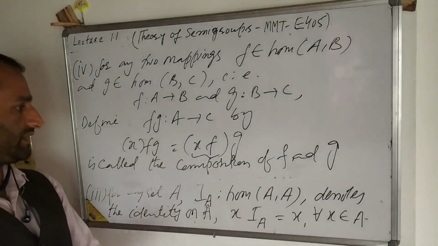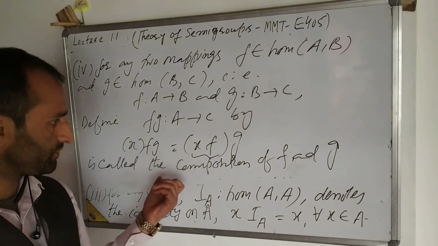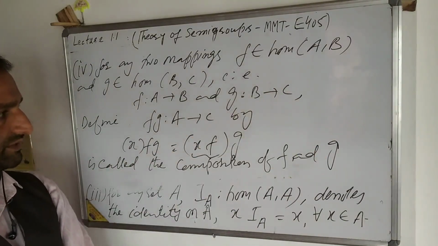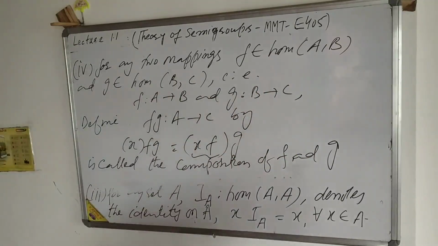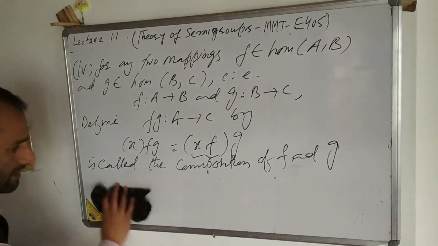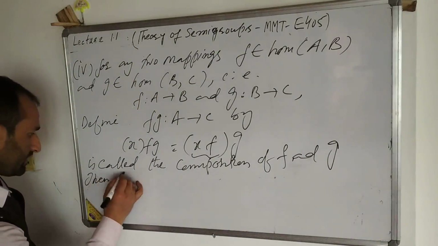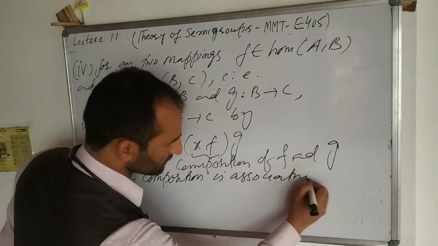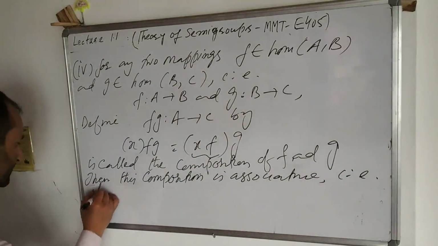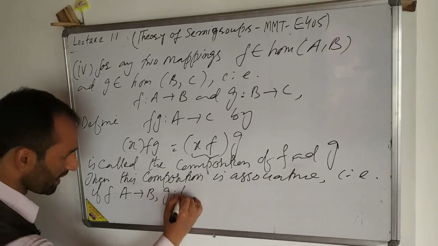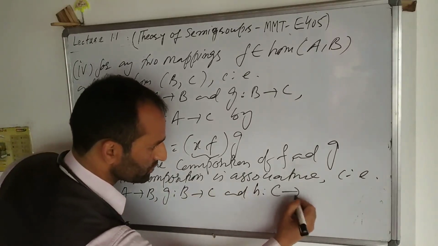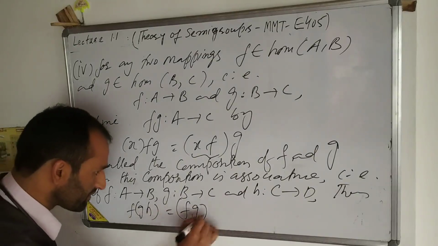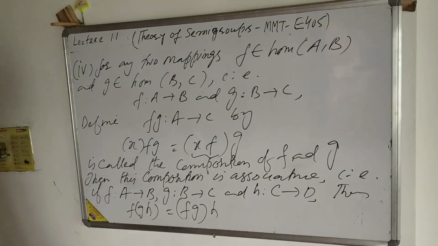We know that this composition is associative, and if I apply the identity map to any map f, this f will never change. So let me write it here. This composition is associative. That is, if f is a map from A to B, g is a map from B to C, and h is a map from C to D, then you can easily verify that (fg)h is the same as f(gh). This is always true. That's associativity.